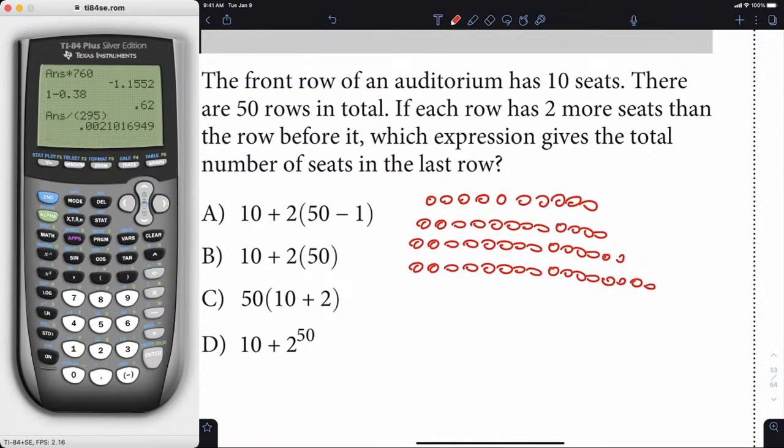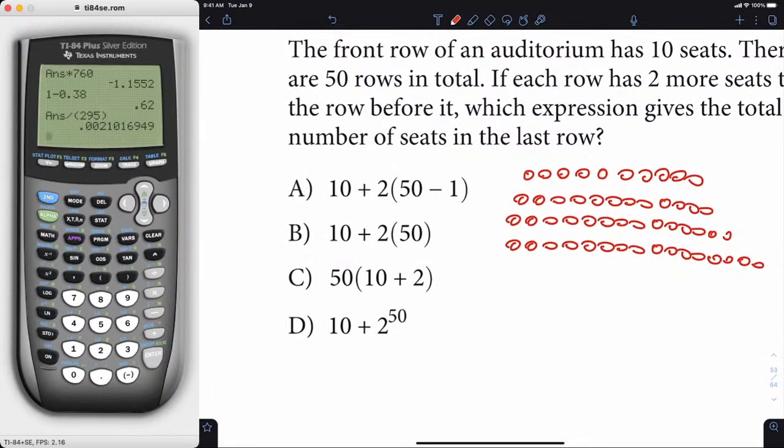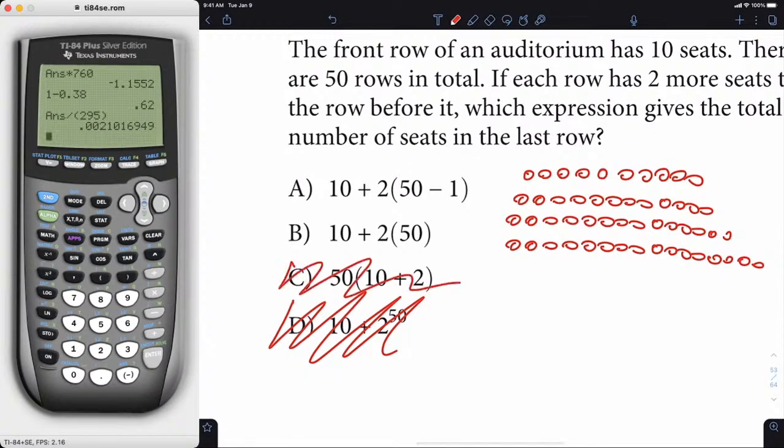I know this because, okay, obviously D is out. 2 to the 50th power is a ridiculously big number. There's no way. Total number of seats in the last row, 50 times 12, that's going to be a really, really big number. I just don't see how that's going to be the answer choice. It doesn't make sense. 2 times 50, which is 100, plus 10 is 110. And then option A is 49 times 2, 98, plus 10.